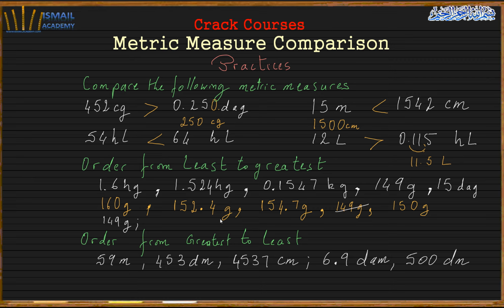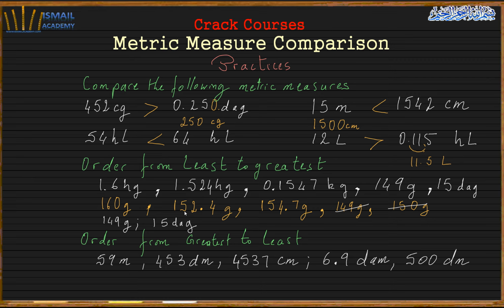Now I'm done with this one. I'm going to move to the next one. We have 1 and 1, we have 5, we have 3, 5. Of course 0 is less than 2 and 4, so it's going to be 150 gram, which is 15 decagram. I'm done with this. Always your answer should be in the original metric measure, not the one that you converted. And now I'll move next.